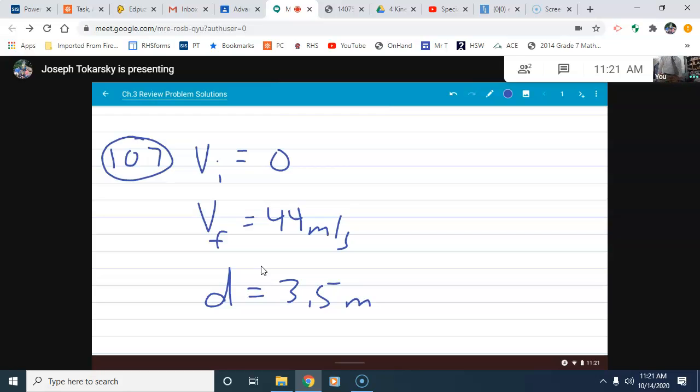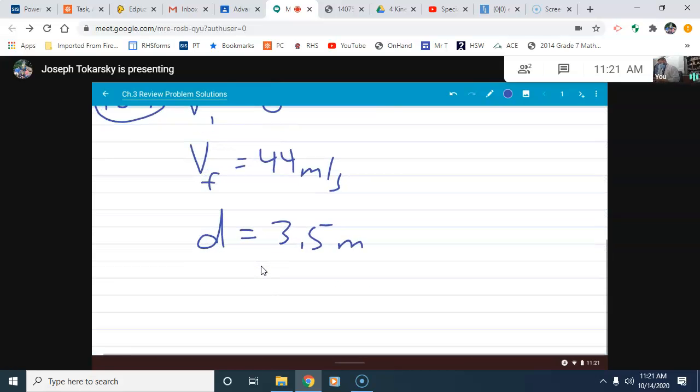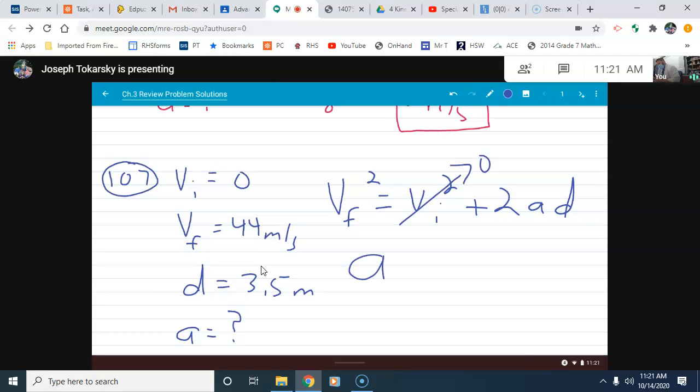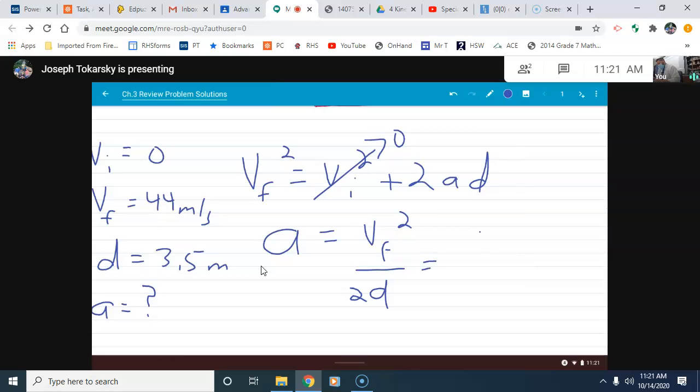All right. And from all that, we wanted to find the acceleration. So units all look good. Don't have to convert anything. We got VI, from what our givens and unknowns are, we would go to equation 3, which is VF squared equals VI squared plus 2AD. VI is 0, so we could get rid of that before we rearrange. So A would be equal to VF squared over 2D. Plug in our numbers, 44 squared divided by 2 times 3.5.